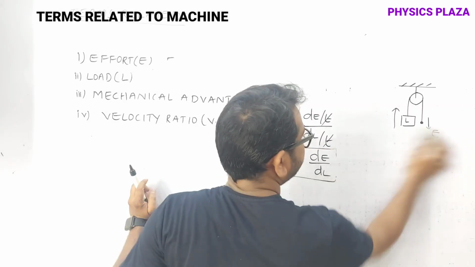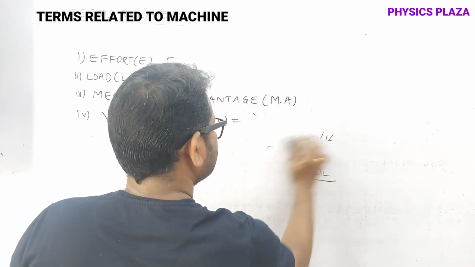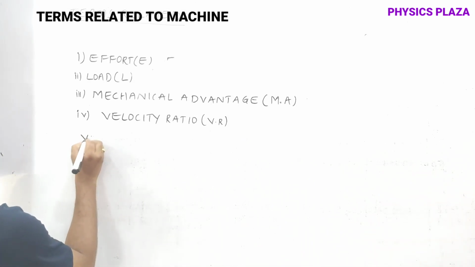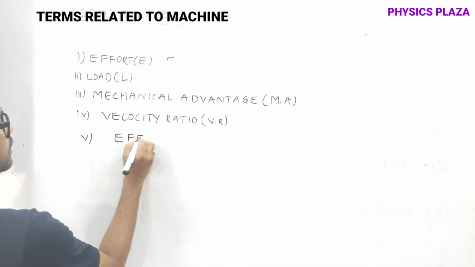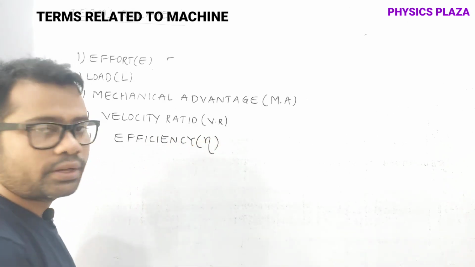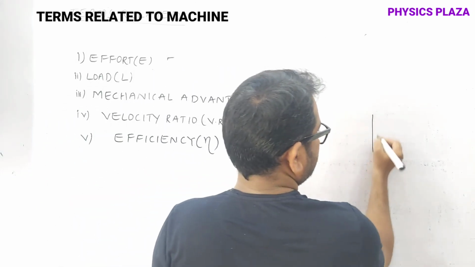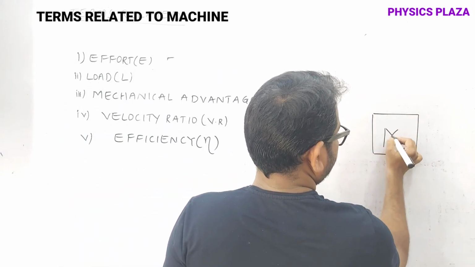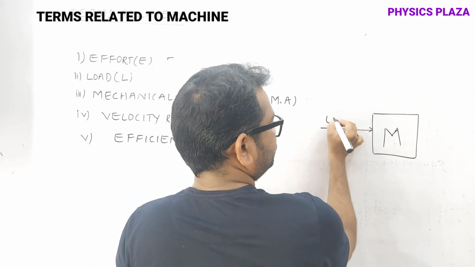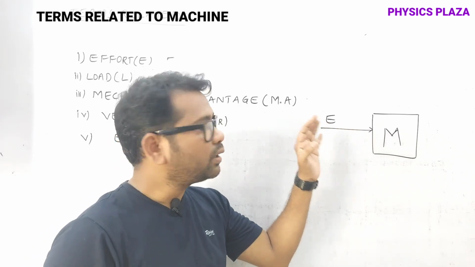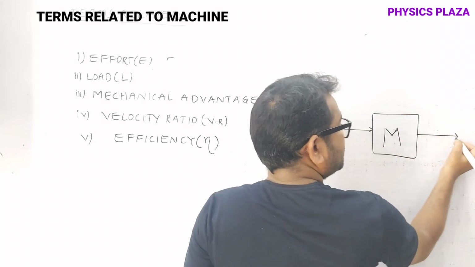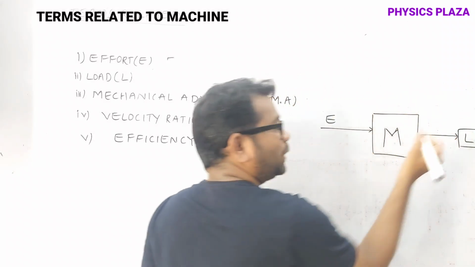Fine, yes. Now, the next technical term which we will be learning is efficiency. Children, it's very important. Whenever we talk about the machine, we will see its efficiency. The symbol used for efficiency is eta. For example, let us say here is a machine. As we are applying force on the machine, the so-called effort, we are doing some work on the machine. As a result, the machine also exerts some force on the load.